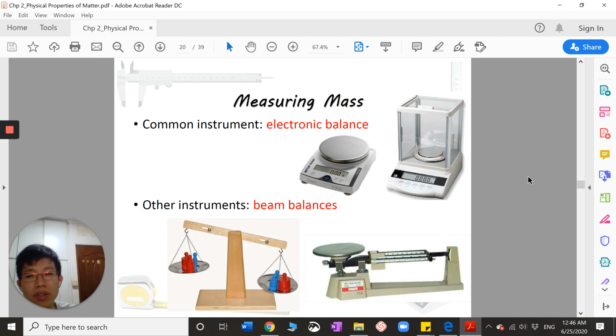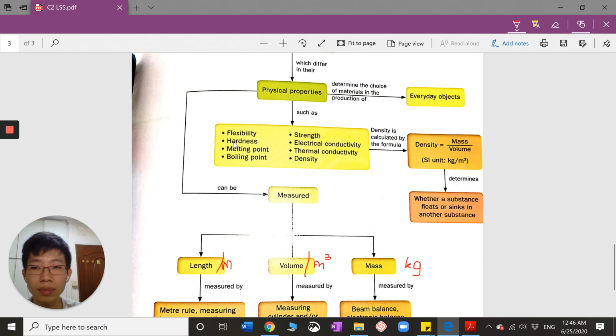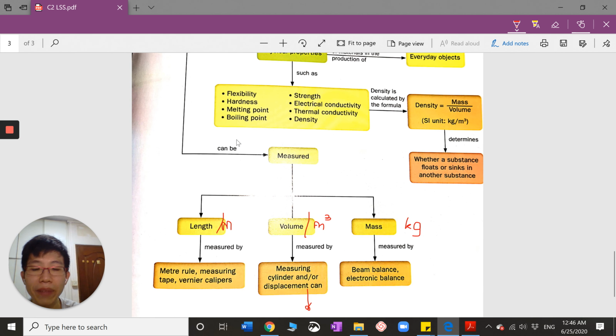So in order to measure mass more accurately, we use the electronic balance, as they will show us the mass of the object in the reading screen. So for the different physical quantities, basically length, volume, and mass, right, you need to know when to use which measuring instruments to measure them. And the main factor, right, is mostly based on how accurate we want the readings to be. That's why we use different measuring instruments.